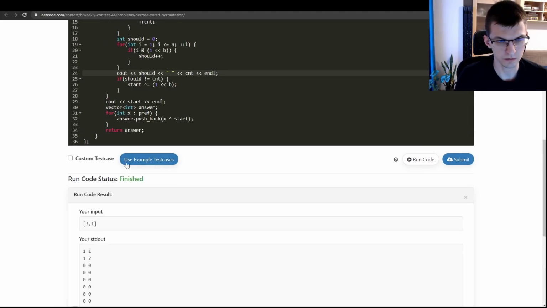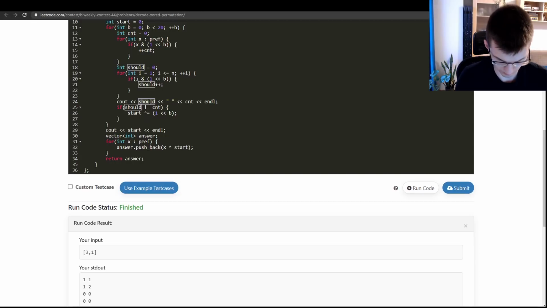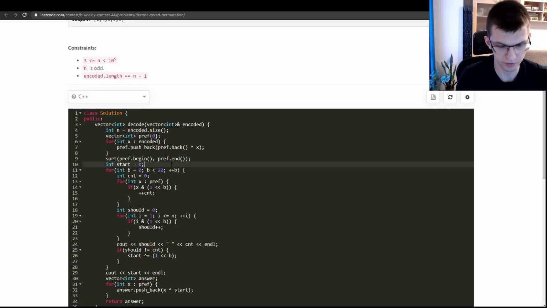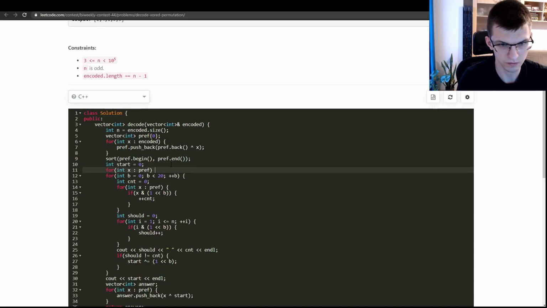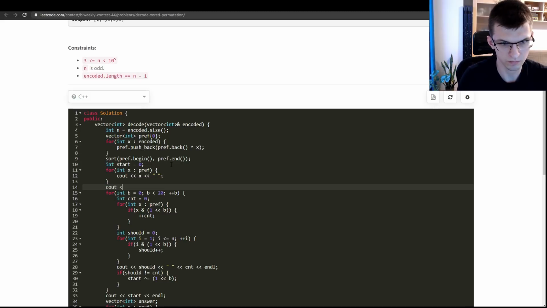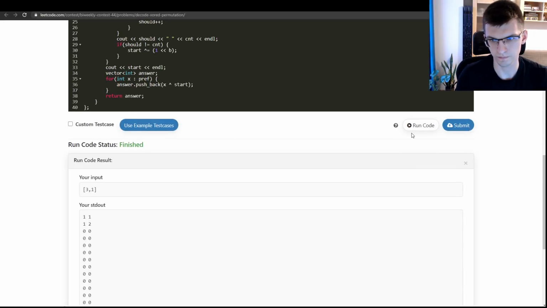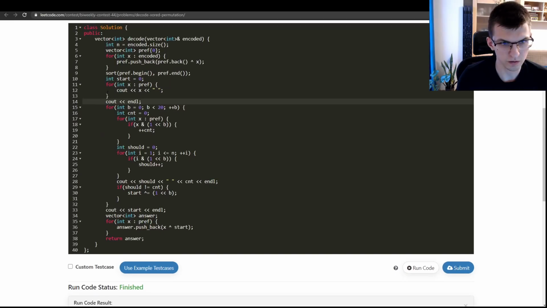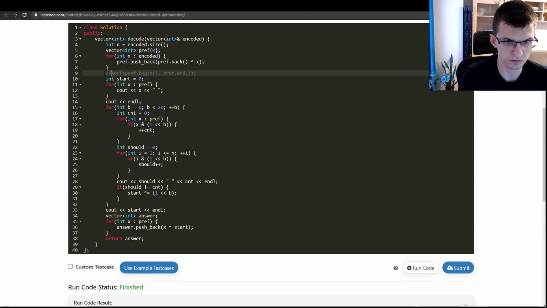One, 2. Should that count? In my opinion, both should be 1. So what's the prefix? Later I need to remove all those couts because they can be too slow. 0, 2, and 3. Okay, I don't even need to do this.